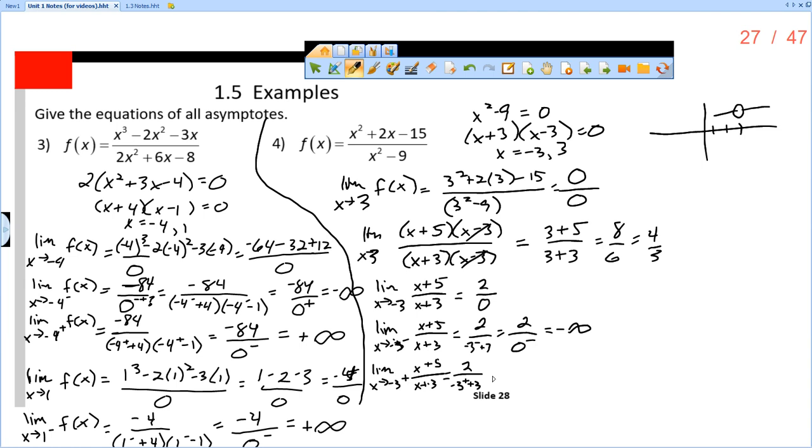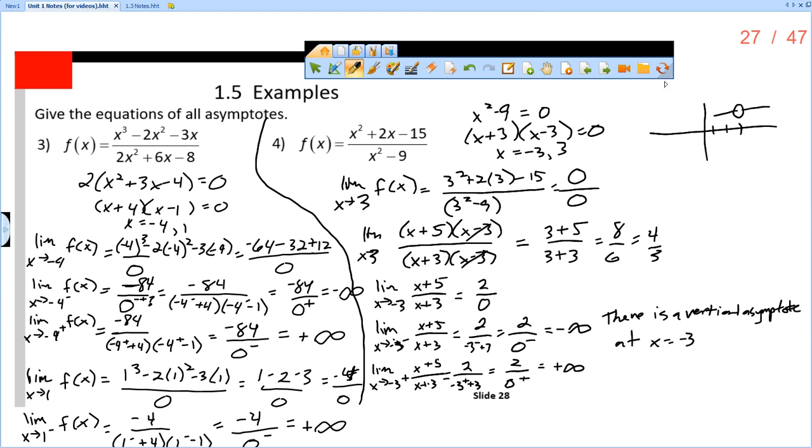So what's a number to the right of negative 3? How about negative 2? Negative 2 plus 3, right, is of course going to be a positive number. So 0 from the positives. And so I have a positive divided by a positive, which means I'm approaching positive infinity. And so what does this result tell me? That there is a vertical asymptote at x equals -3, right?